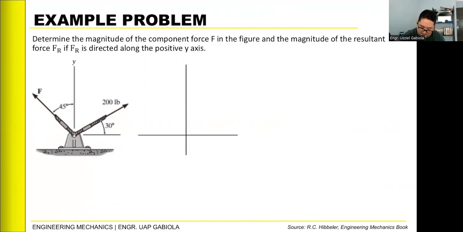Okay? So we have here 200. Then we have F, no? This is 45. This is 30. So, ilan tong remaining na to dito sa side na to? That is 60 para maging 90 yung isang side. Then dito, siya ay 45 pa din. Okay? Then sabi yung resultant daw natin is directed along sa positive y-axis.